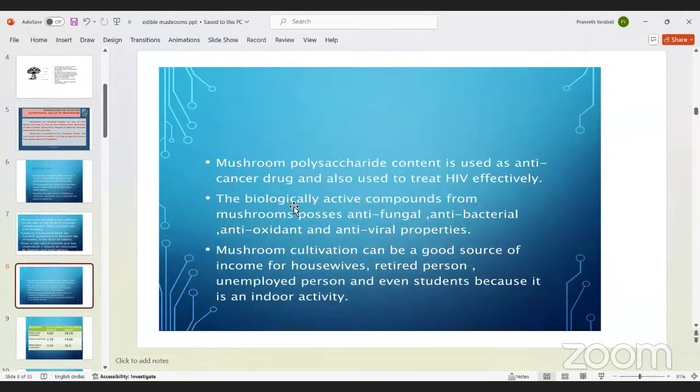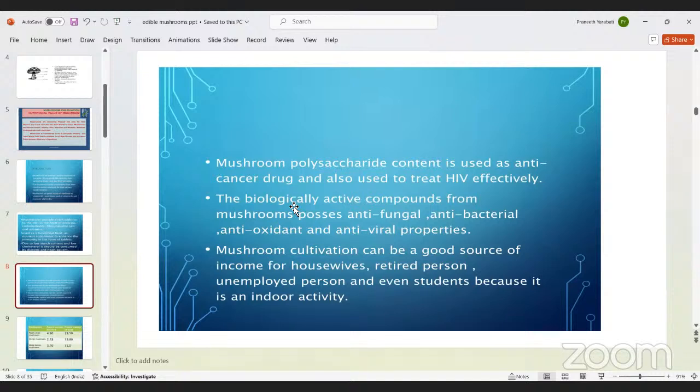Mushrooms have polysaccharide content, which is used as an anti-cancer drug and also used to treat HIV effectively. So they have medicinal value also. The biologically active compounds from mushrooms possess antifungal, antibacterial, antioxidant and antiviral properties. The chemicals present in these mushrooms have antifungal, antibacterial, antioxidant, and antiviral properties.